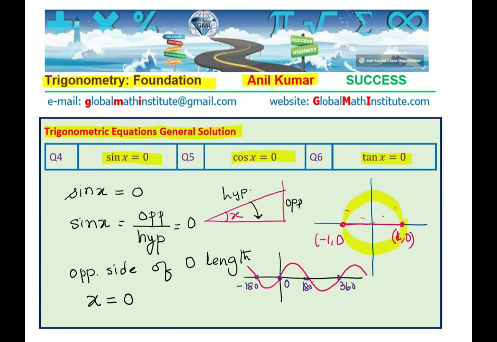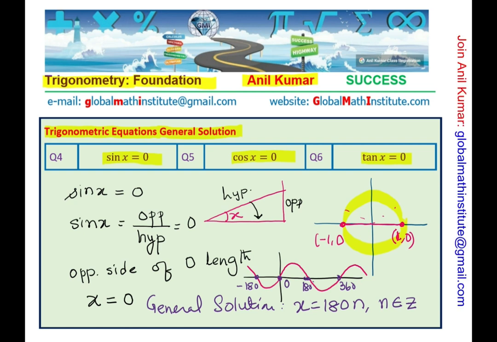Make sense? So we can write a general solution as what then? We can say x is equal to 180 times n, where n belongs to the set of integers. You get an idea. So that is how we can write the general solution for the equation sin x equals to 0. Making sense, right? So we have seen it in three different ways, considering the triangle, considering the circle, and also the wave.